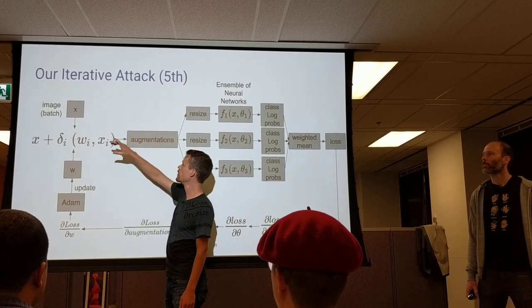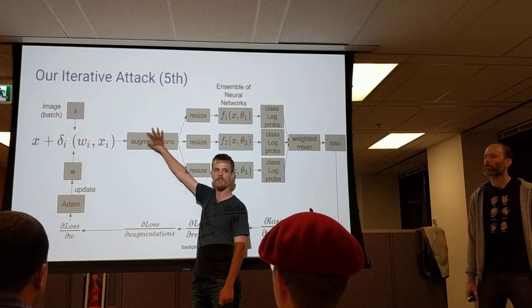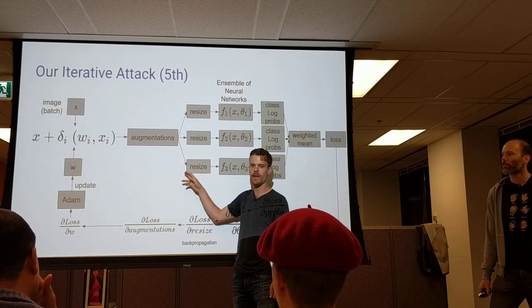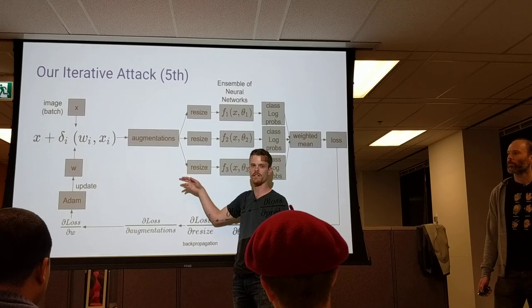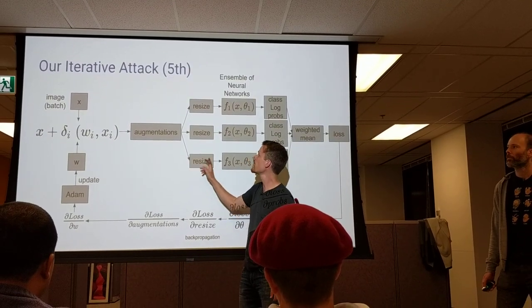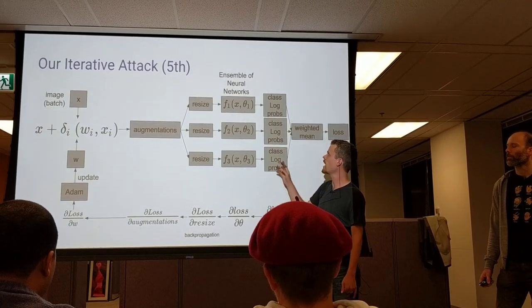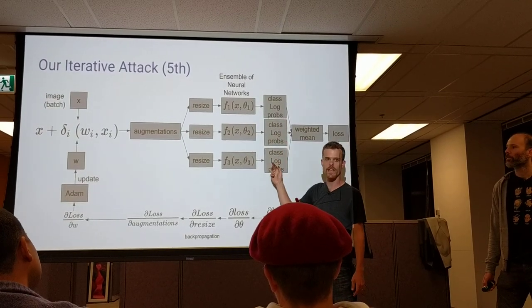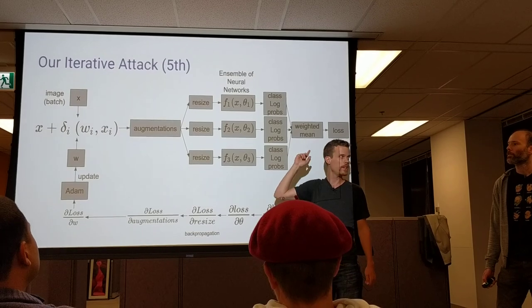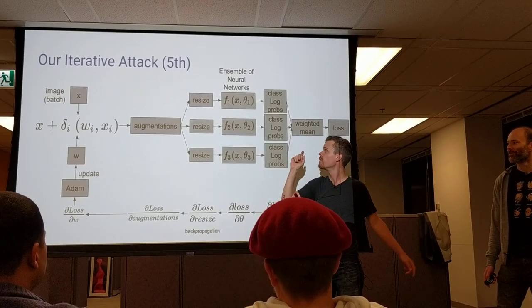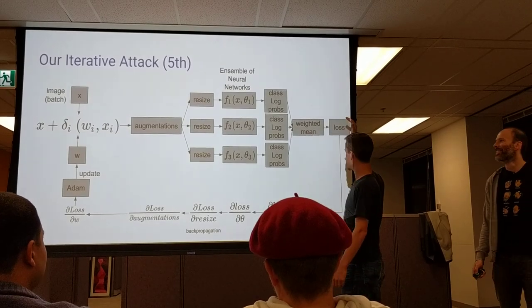And I put that through some augmentations, random crops, blurs, and things like that. I resize it so that it's the correct size for my ensemble, because not everybody is 299, some networks are like 224 and things like that. It goes into each of the networks, it comes out. We happen to take the log probabilities for the classes on the way out, and we did a weighted mean, and you gotta watch your mathematical stability when you do that. Thank you, Ross. And then you calculate a loss.